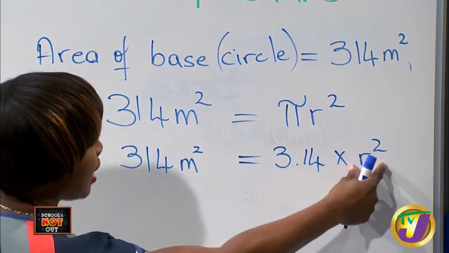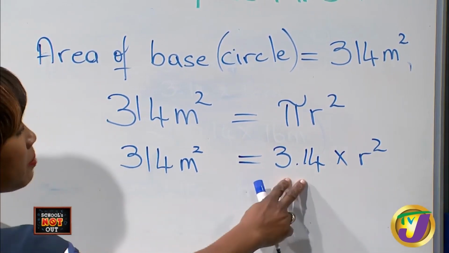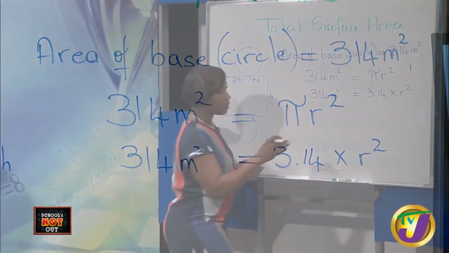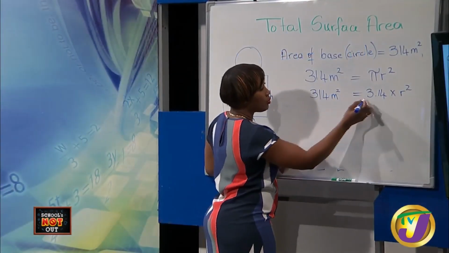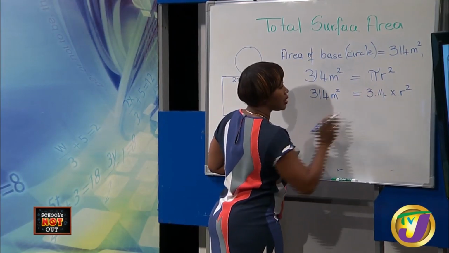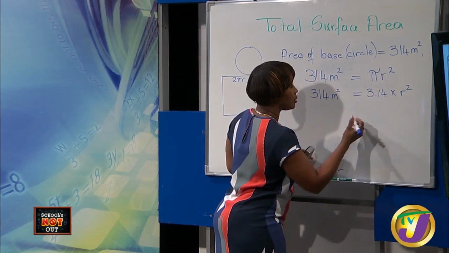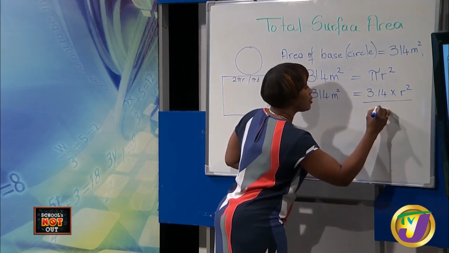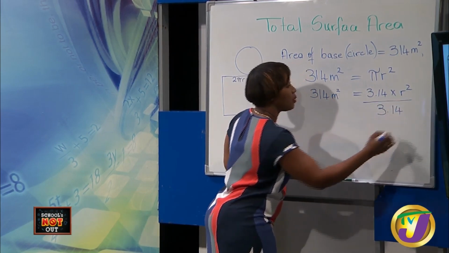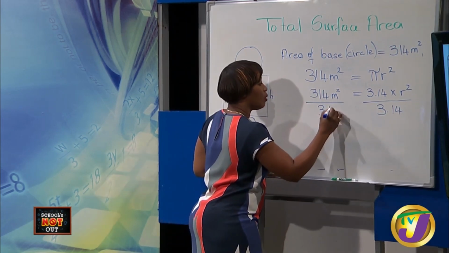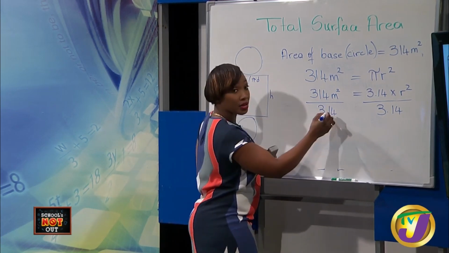So what is happening to this r squared here? It's been multiplied by 3.14. We want the r all by itself because we're trying to make r the subject of this equation. So the opposite of multiplication, as what is being done here, is division. So we are going to divide both sides by 3.14 because we want r all by itself. We want r to stand on its own.